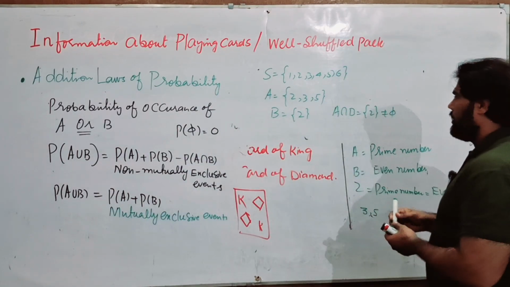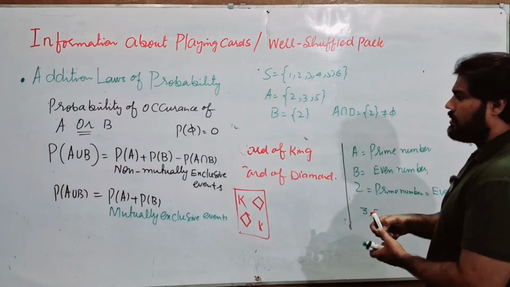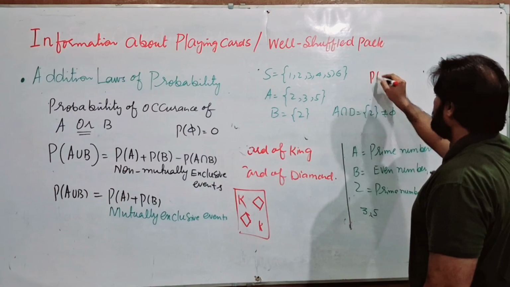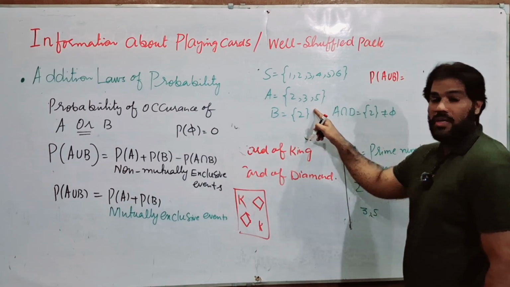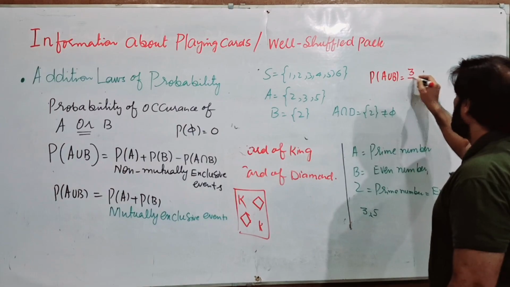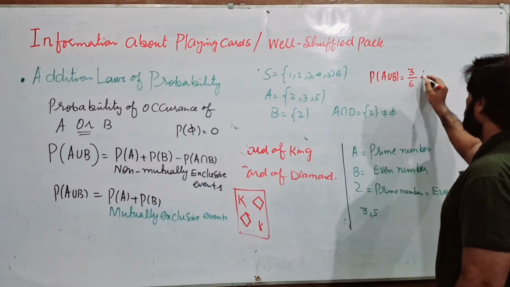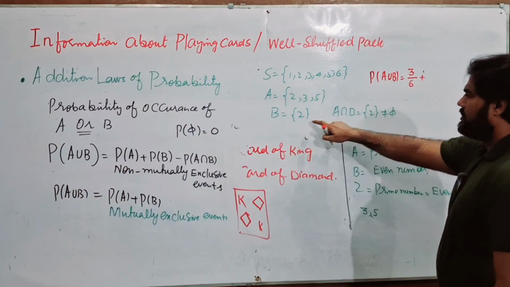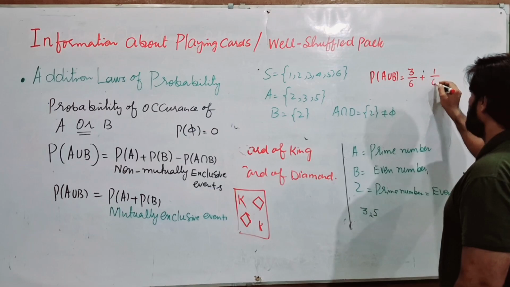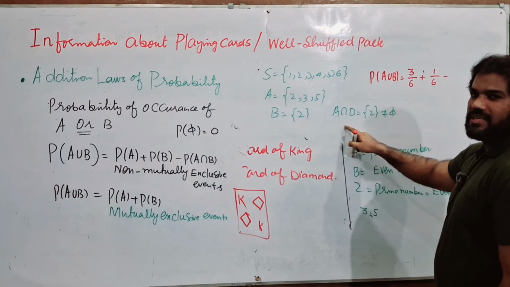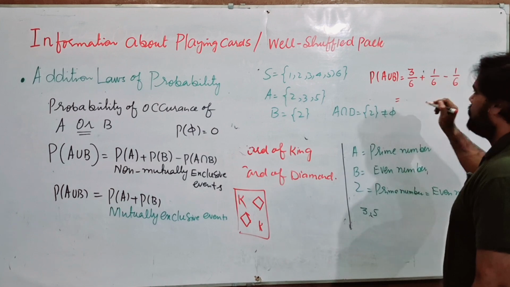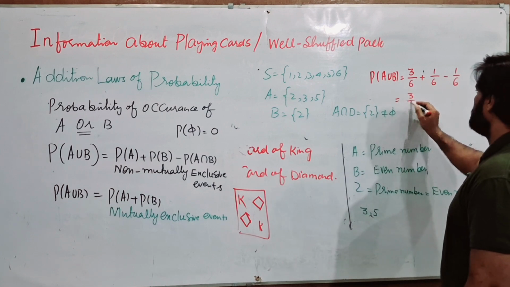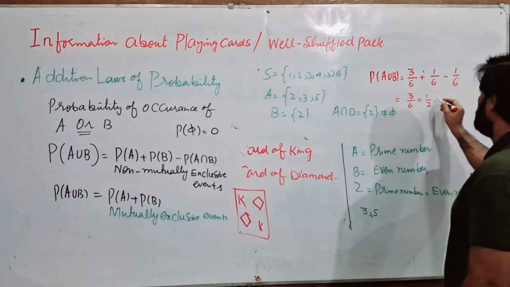So the formula says probability of A union B is equal to probability of A. How many numbers are in A? 3 out of 6, plus probability of B. How many numbers are in B? 1, so 1 by 6, minus. How many numbers are in the intersection? Only 1. Minus 1 by 6. So the answer is 3 by 6. That is 1 by 2.